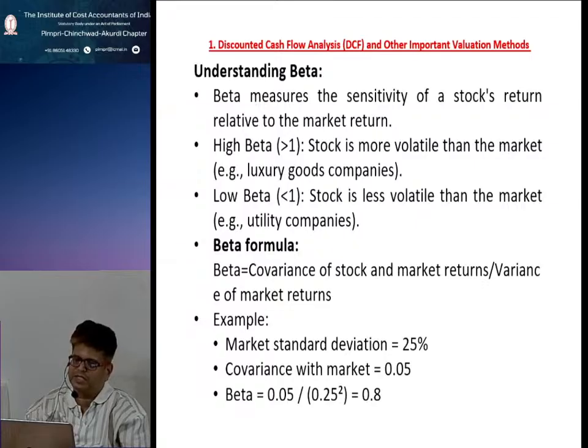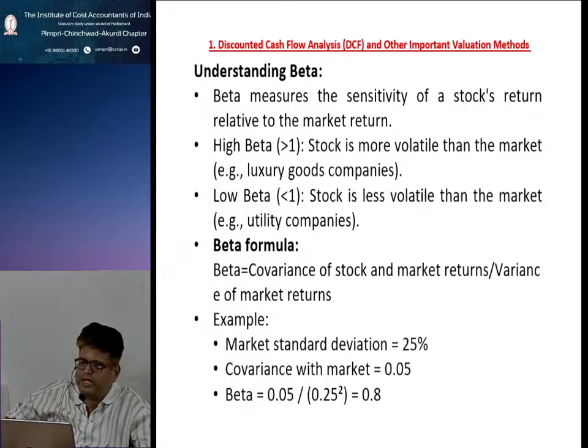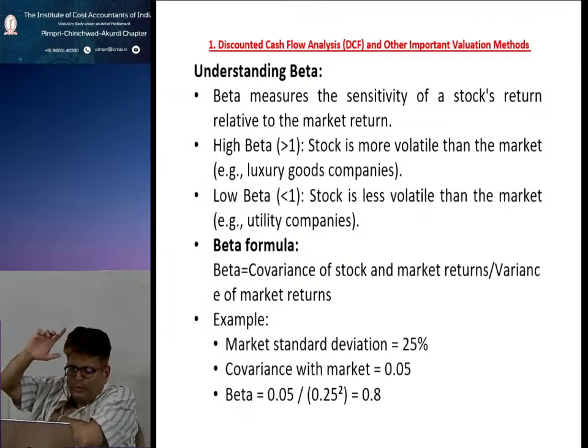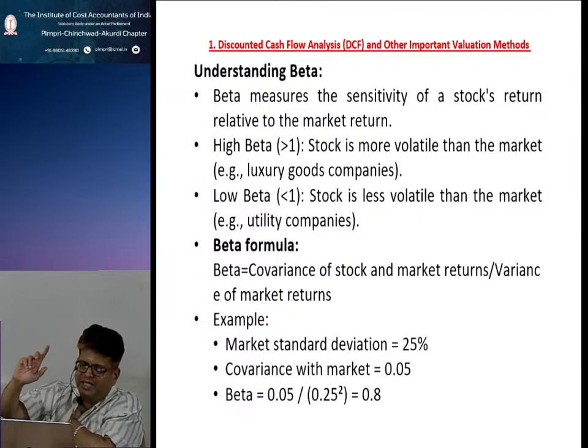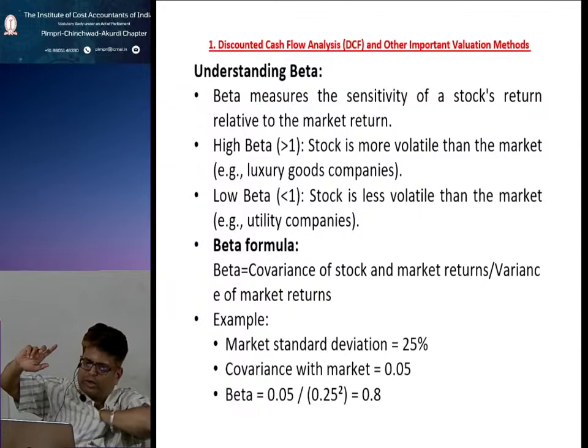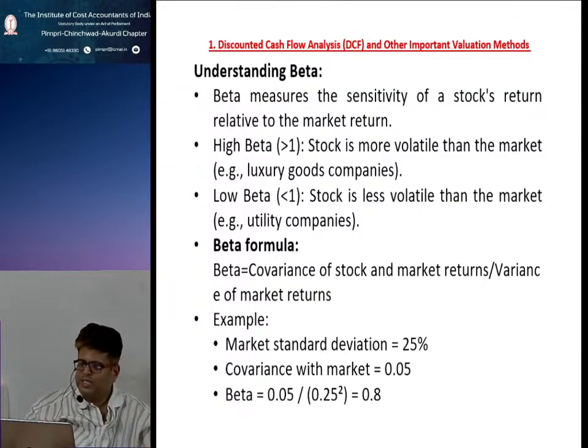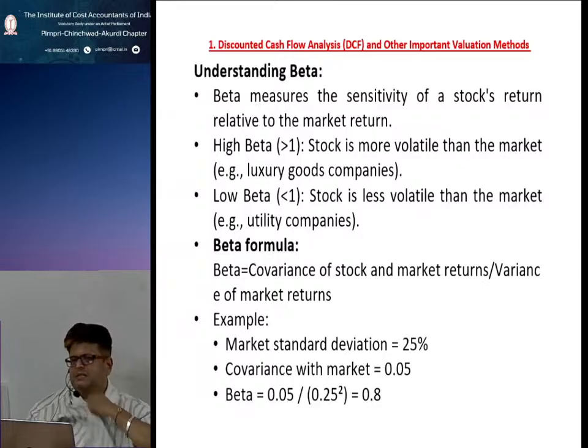If the beta is more than 1, then the stock is more volatile than the market, especially seen in luxury goods companies or FMCGs. Low beta, when the beta is less than 1, reflects that the stock is less volatile than the market. For example, utility companies are slow-moving stocks and typically have a low beta.